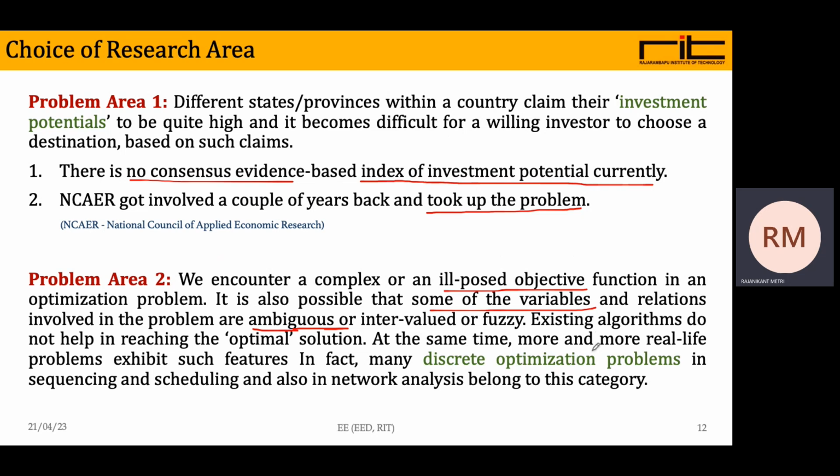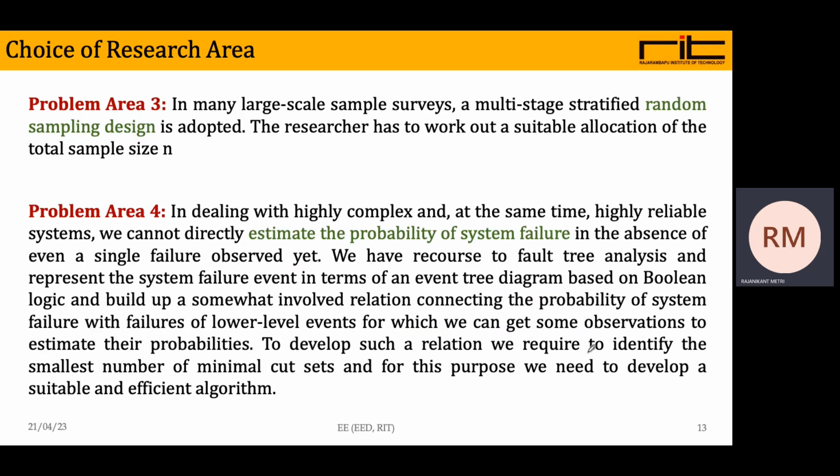This kind of area, that is discrete optimization problems, can be taken up as a research problem. The next problem is that in many large scale sample surveys, a multi-stage stratified random sampling design is adopted. The researcher has to work out a suitable allocation of the total sample size n. Means random sampling is taken, but the researcher has to work out a suitable allocation of the total samples. So this is another research area and problem.